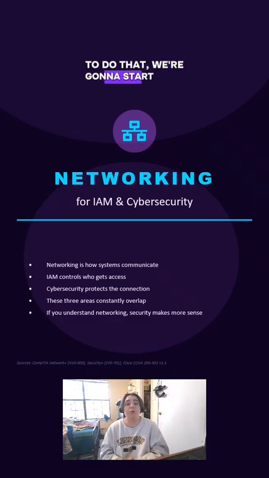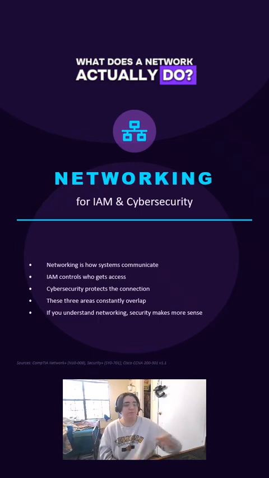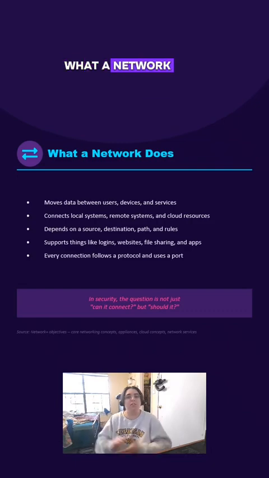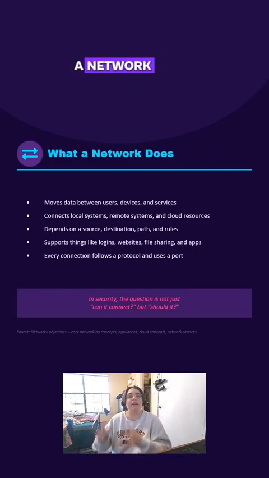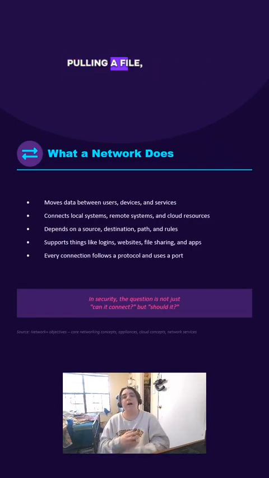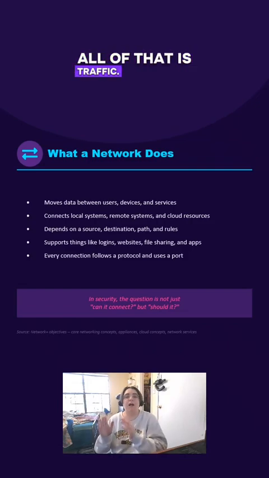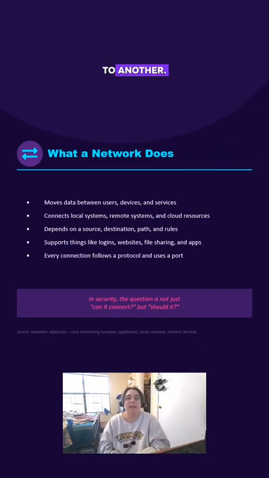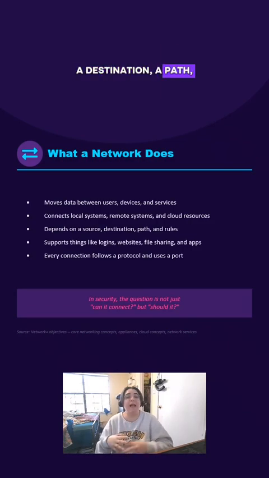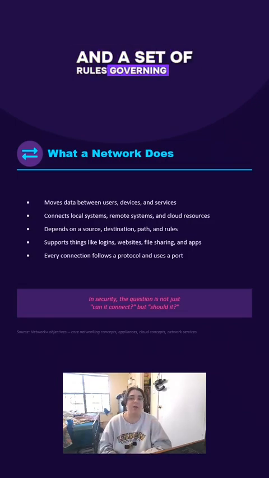To do that, we're going to start with what does a network actually do? Now, if we strip away all the jargon, what a network does is actually pretty simple. A network is the road system for data. Logging in, loading a page, pulling a file, launching an app, all of that is traffic moving from one point to another. And every single one of those connections depends on a source, a destination, a path, and a set of rules governing how it gets there.